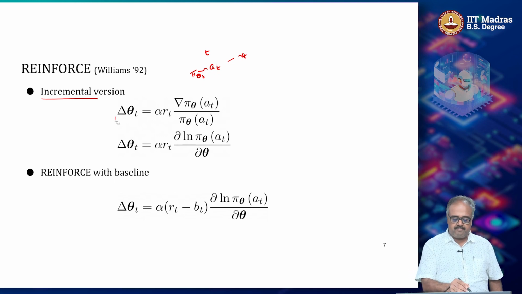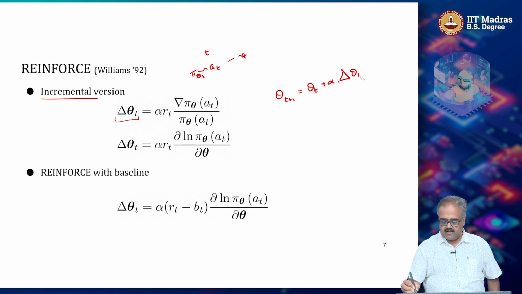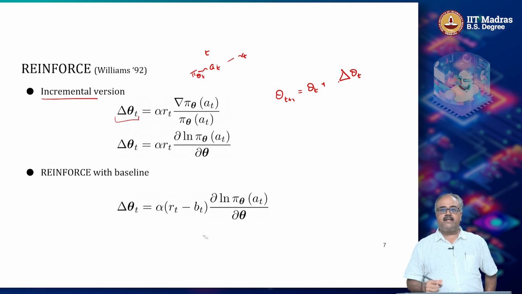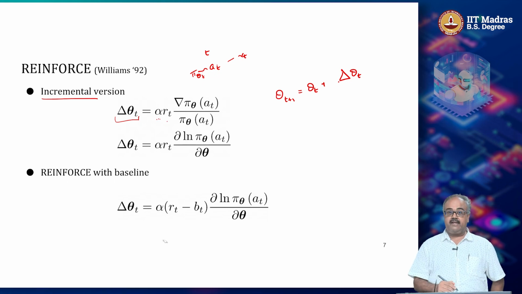Now the parameter change: theta t plus 1 is equal to theta t plus delta theta t, which is the change that I am going to make to theta at time t. That I am going to say is alpha times Rt, which is the sample I got, times this likelihood ratio that I had for the action taken at time t. That's basically just one action selection.